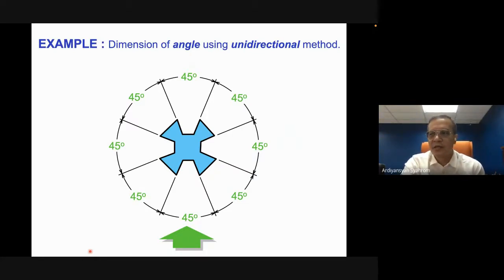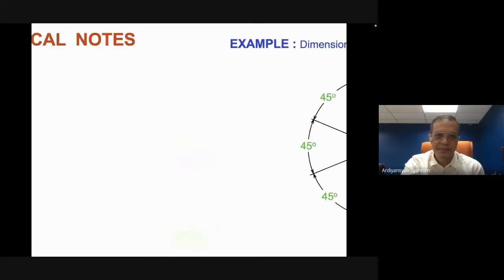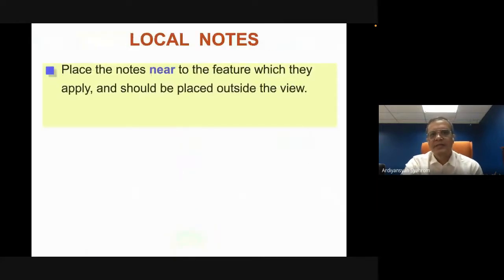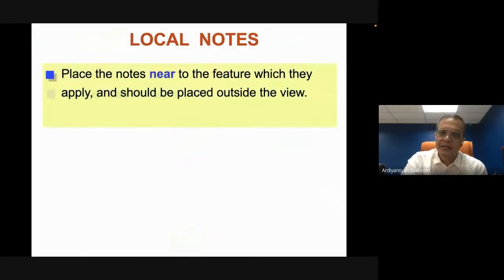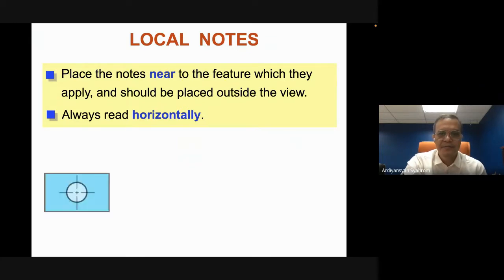Okay, that is the local note. Place the note near to the features to which they apply, and it should be placed outside the view. Always read horizontally. That one, the gap, is more or less 10 millimeters.